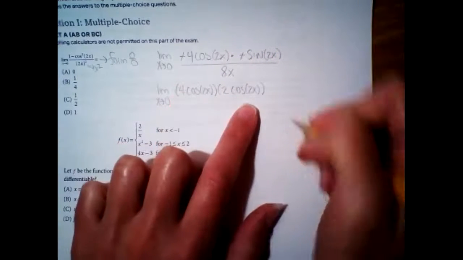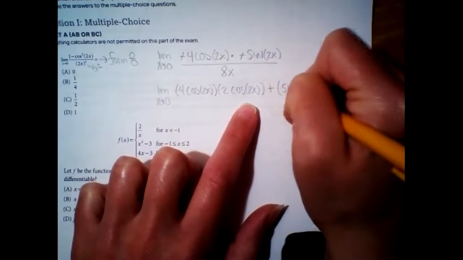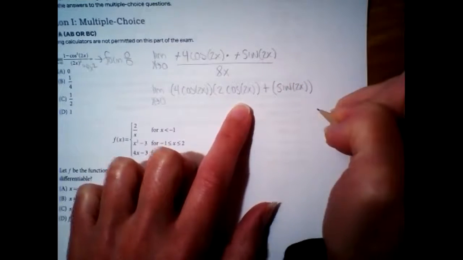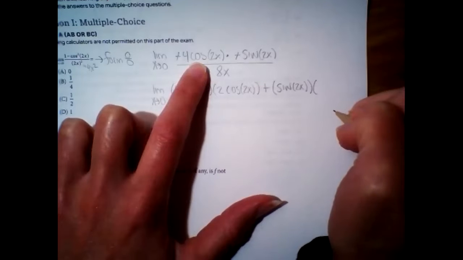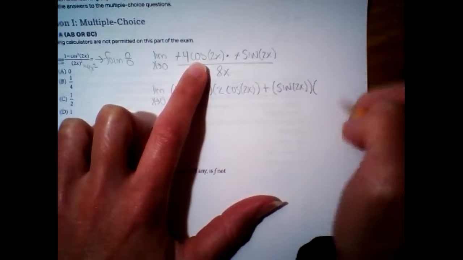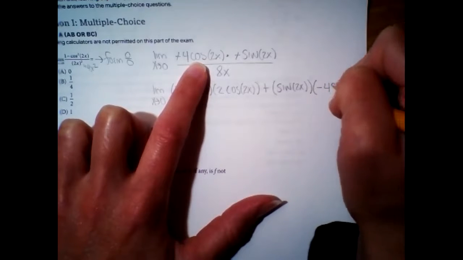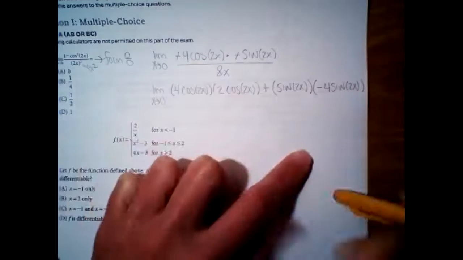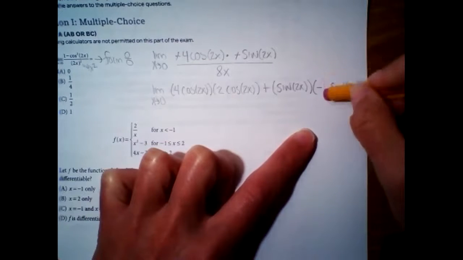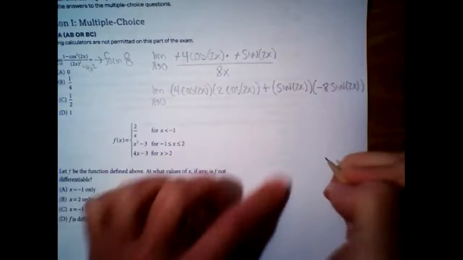So it's first times derivative of the second plus the second function times derivative of the first. All right, so derivative of cosine is negative sine. So this would be -4 sine of 2x, and then chain on a 2, which I'm going to have to erase because I ran out of room there. 2 times 4 would be 8.